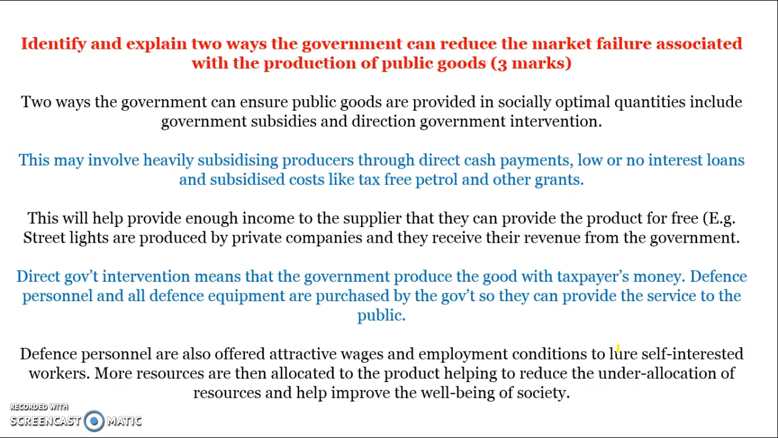Identify and explain 2 ways the government can reduce the market failure associated with the production of public goods. So 2 ways the government can ensure public goods are provided in socially optimal quantities include government subsidies and direct government intervention. So they may involve heavily subsidising producers, so they might give them cash payments. Sometimes they can offer things like no interest loans and things like that. This will provide enough income to the supplier to make it profitable for them to produce the product. So for example, street lights are produced by private companies and they receive the subsidy from the government.